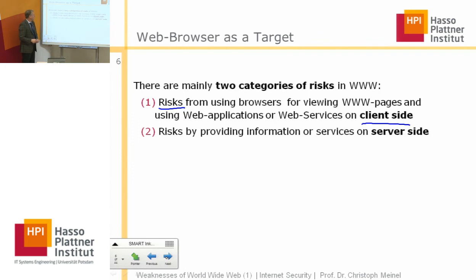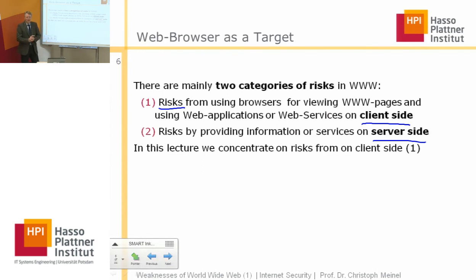And the second category is risk by providing information and services in the web, and these are risks that occur on the server side. And following this categorization in this first lecture about weaknesses of the World Wide Web, we want to concentrate on the risk from the category 1, on the risk of this client side.